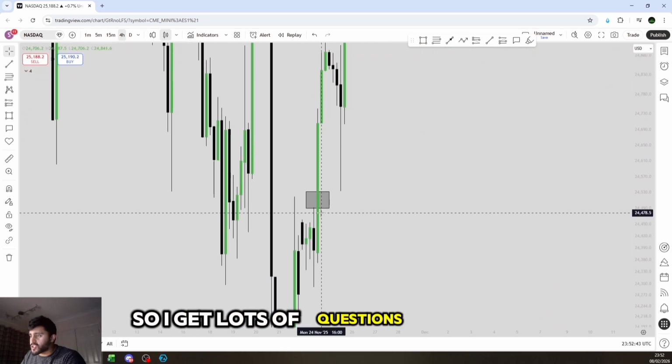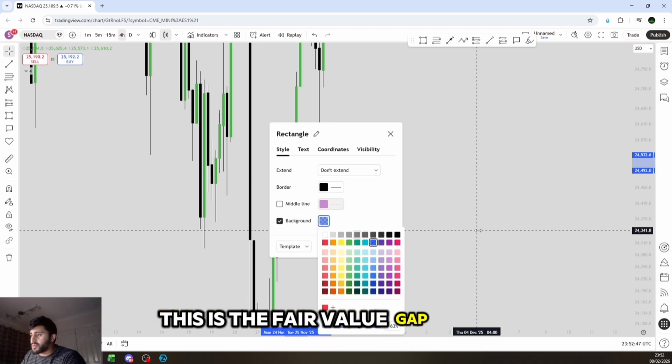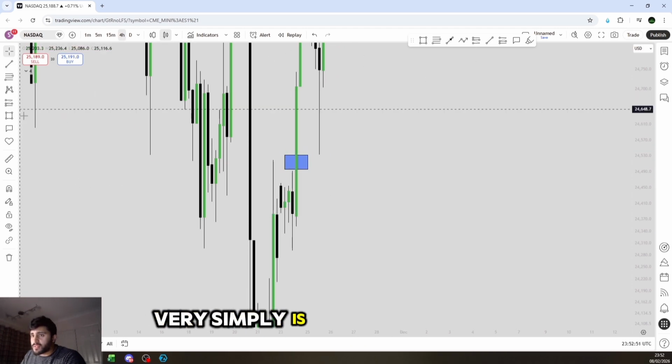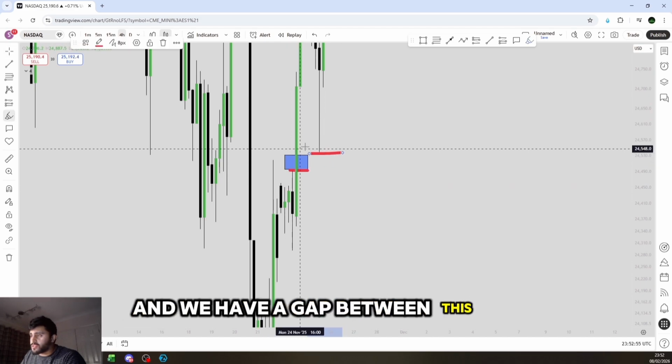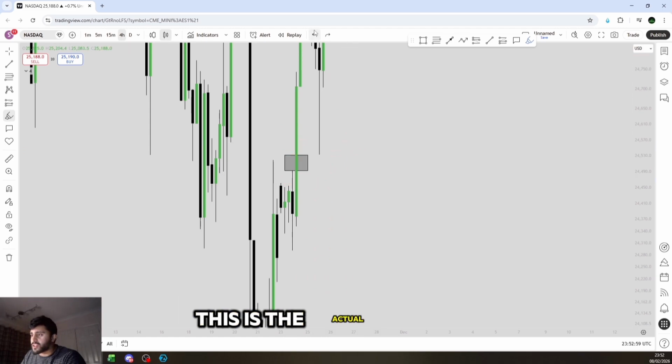So I get lots of questions about this. So I just want to clarify this. This is the fair value gap in blue. Now, what makes this a fair value gap? Very simply, we have a gap between this wick and this wick. And so this is the fair value gap, all right? This is the actual zone.